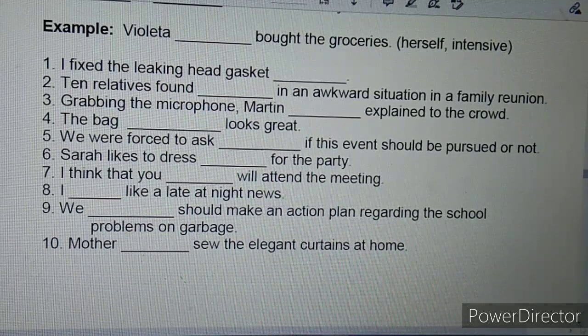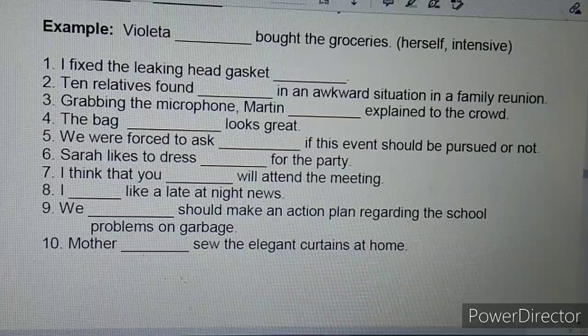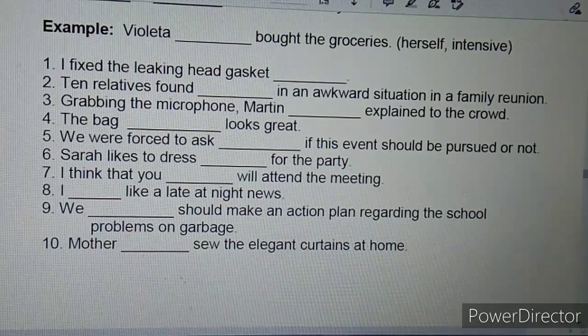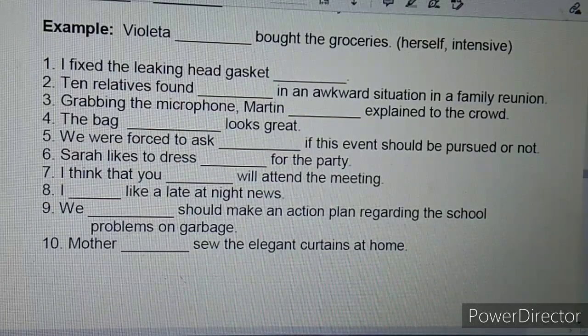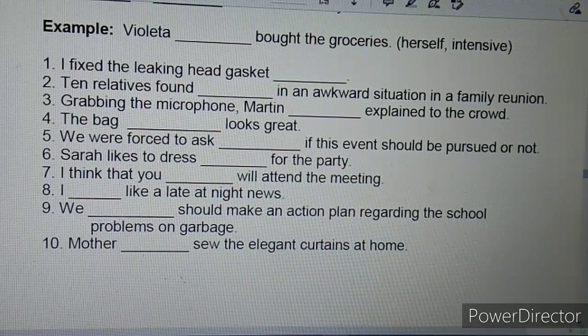Now let's move on to number 9. We blank should make an action plan regarding the school problems on garbage. Using the pronoun which is our subject, we, what do you think is the answer? The correct answer is ourselves, and it is an example of, again, an intensive pronoun. Again, the correct answer for number 9 is ourselves, comma, intensive.